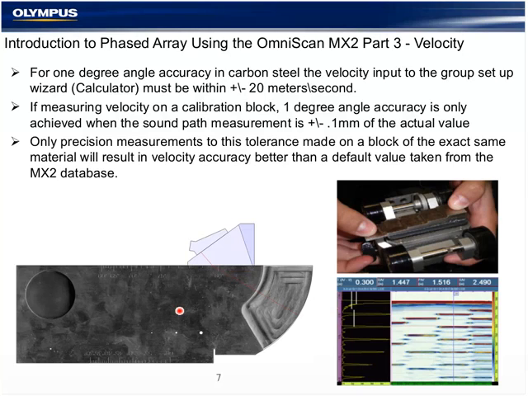Additionally, for measurements made so that the velocity can be more accurately entered than the database, it requires about a 20 meter per second accurate reading. That equates to about a 0.1 millimeter in the sound path. So to beat the database velocity, you must be very, very precise. Only precision measurements to this tolerance can be made on a block of the exact same material.